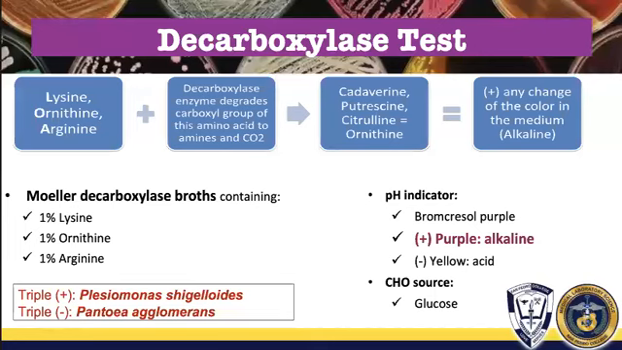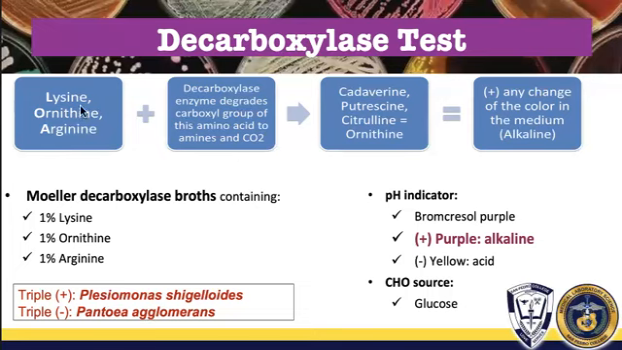Then we have the decarboxylase test. Based on the name, we are trying to determine if the organisms are able to release the decarboxylase enzyme, which removes the carboxyl group of amino acids. For this test, we usually use lysine, ornithine, and arginine. These are amino acids. If the organism produces the decarboxylase enzyme, the carboxyl group of these amino acids will be removed and converted into amines and carbon dioxide.